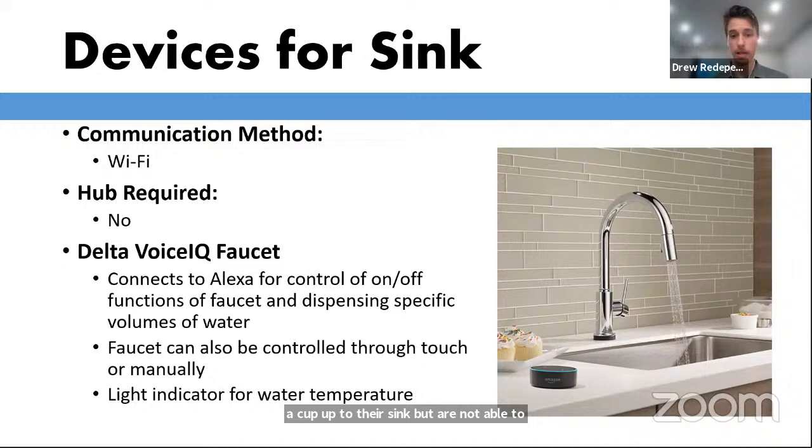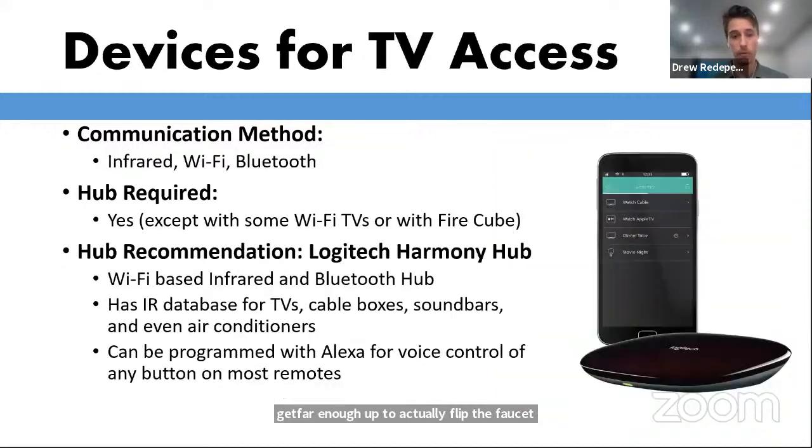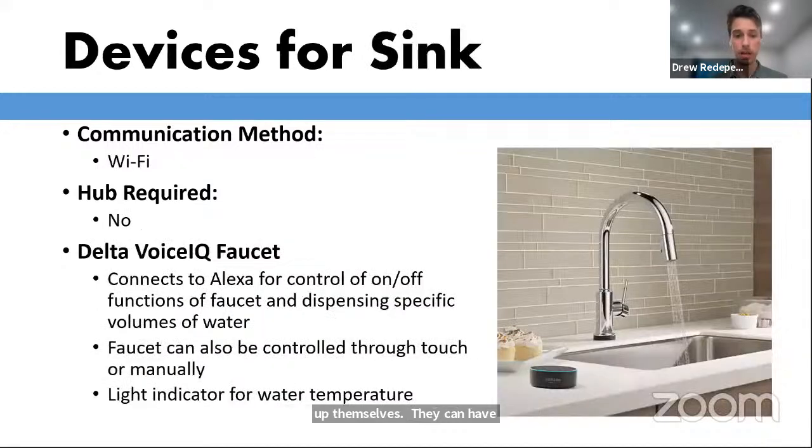So they can have an Alexa right next to their sink and tell Alexa to turn the faucet on for them. And once again, it can also dispense specific amounts of water by voice as well.